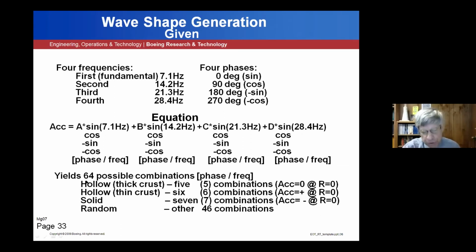So what you wind up with is a 4x4 matrix, which gives you 64 possibilities. And when you run all those numbers, there's 5 combinations that produce a hollow core, and there's 6 combinations that produce the thin crust, and 7 that produce the solid, and the other 46 combinations just produce random garbage.